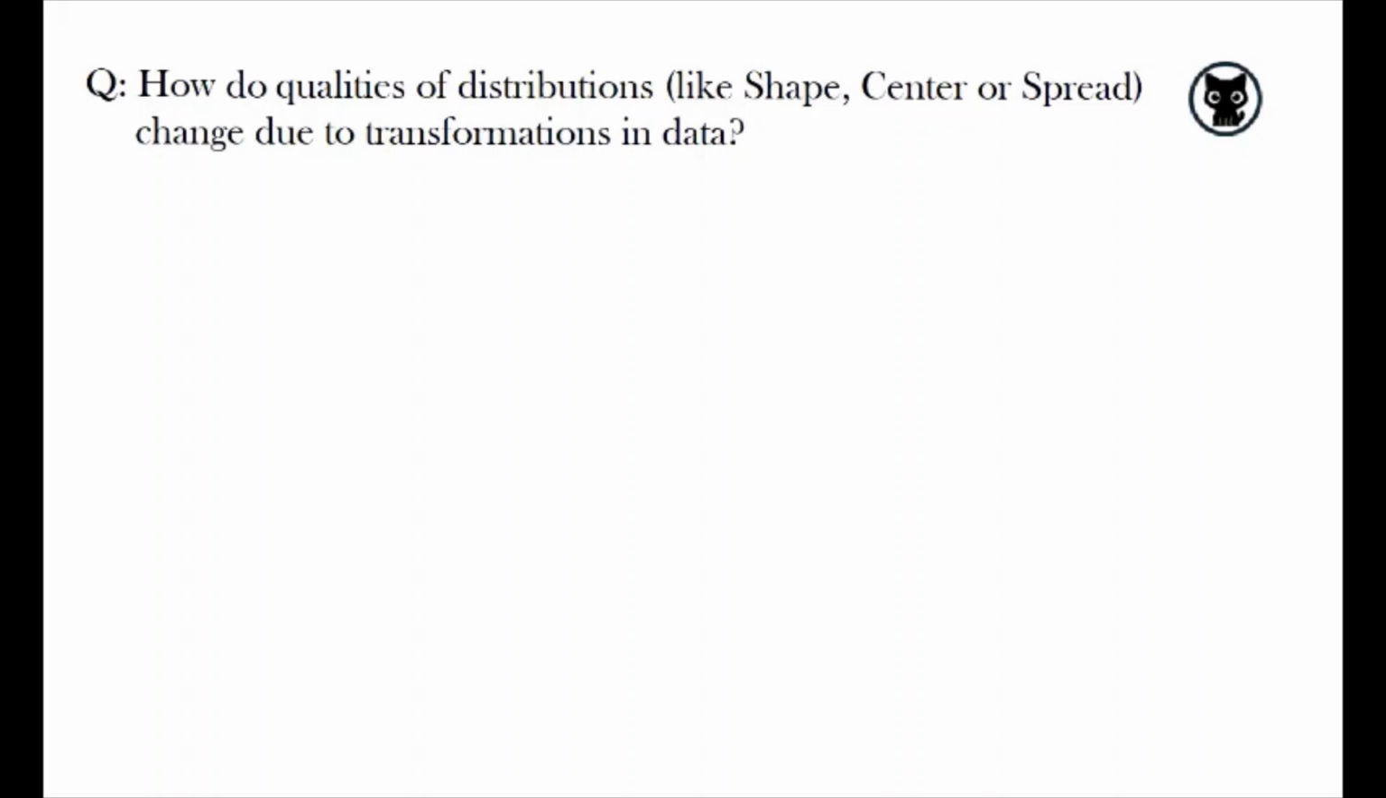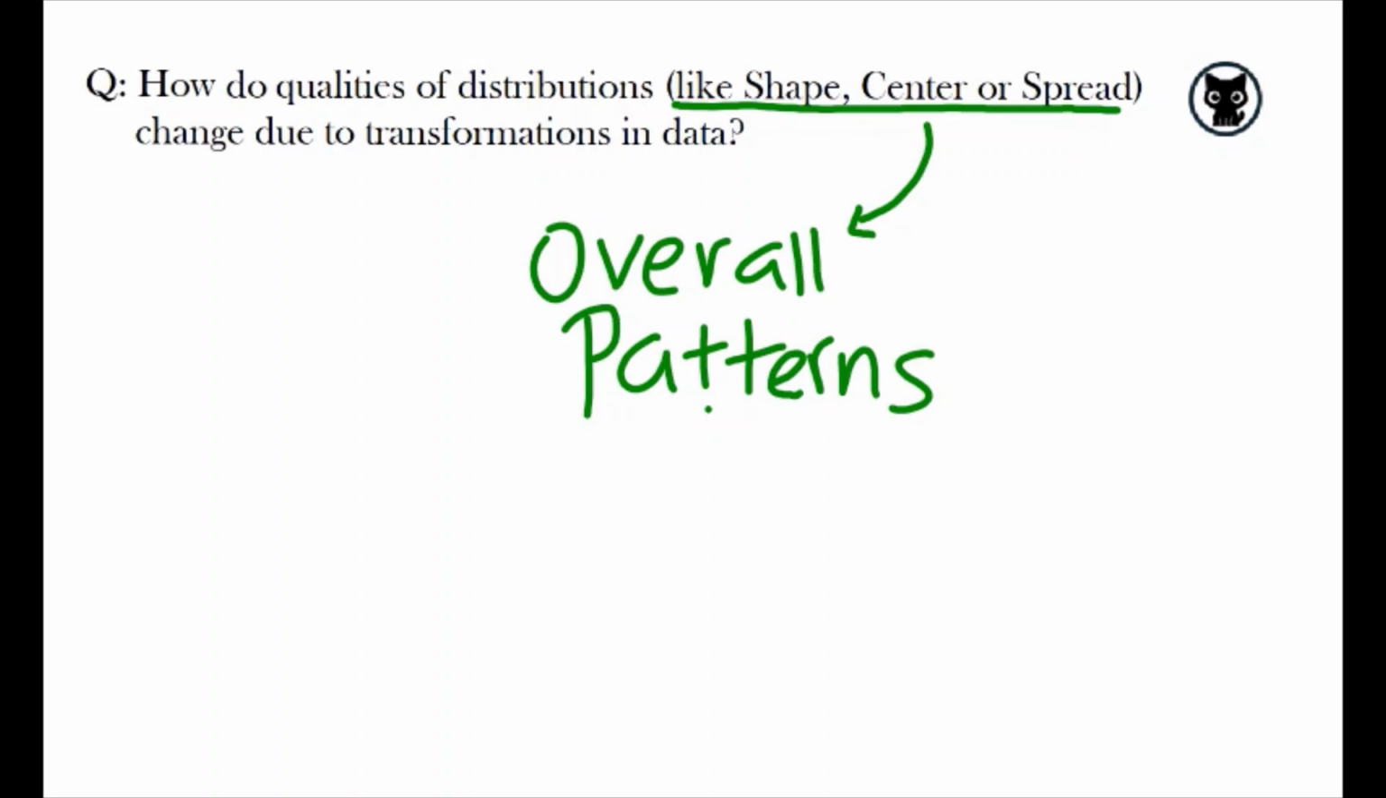Hey guys, so a classmate asked, how do qualities of distributions like shape, center, or spread change due to transformations in data? Before we begin, let's first understand what shape, center, and spread mean. These qualities of distributions let you look for overall patterns of a distribution.